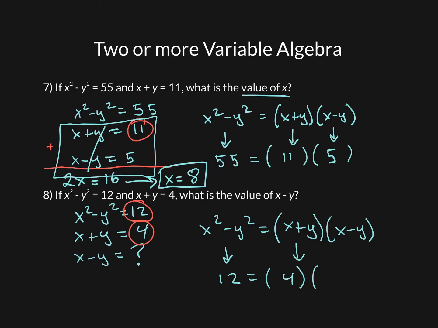They've told us that as well. And so now we have 12 equals 4 times what number, which is representative of x minus y? That number is going to have to be 3, because 4 times 3 is 12. Therefore, we can come to the conclusion that x minus y equals 3.